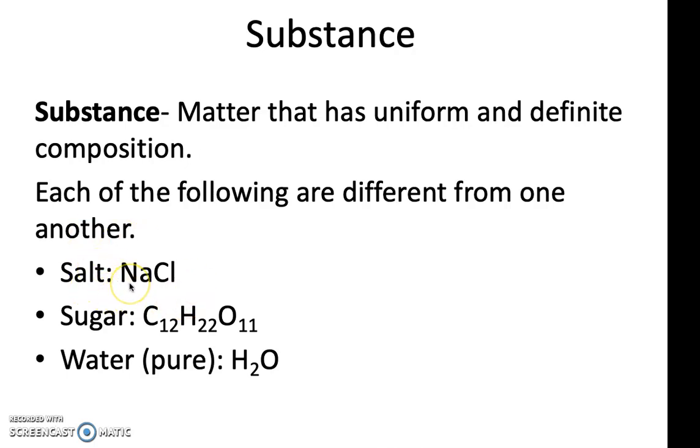Table salt is NaCl. This substance is different from this substance. Sugar has C, H, and O, carbon, hydrogen, and oxygen, and a different amount of them. And water has H and O, H2O. So these three substances are all different by their compositions, what they're made up of.